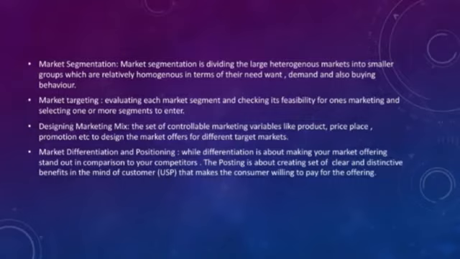The third step, which is our focus area, is designing the marketing mix to meet their needs, wants, and preferences. The next logical step is market differentiation and positioning. While differentiation is about making your product offering stand out in comparison to your competitor, it is about creating an image about the market offer that is different from that of the competitor, and it works through the USP. What is the unique selling proposition of your product? What are the main strong points of your product that are not available in the competitor's offer?